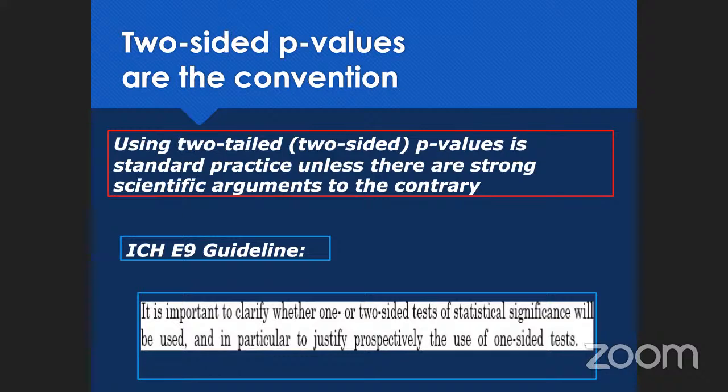For two-sided p-values, these are the conventions by which using two-tailed or two-sided p-values is considered standard practice unless there is a strong scientific argument to the contrary. According to the guidelines, it is important to clarify whether a one- or two-sided test has been used or will be used, in particular to justify prospectively using a one-sided test.